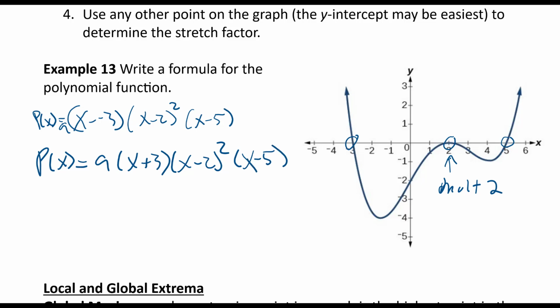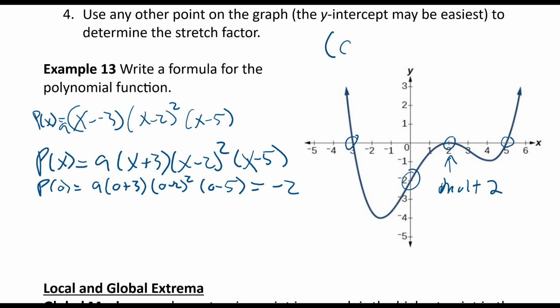Okay, now what we have is an intercept at negative 2. So p of 0 is a times 0 plus 3 times 0 minus 2 squared times 0 minus 5. And that's going to be equal to negative 2, because it goes through 0 and negative 2. So that'll help us find the a. So that's a times 3 times 4, negative 2 squared is 4, times negative 5. So 3 times 4 is 12 times negative 5 is negative 60, equals negative 2. So a equals negative 2 over negative 60, which is 1 over 30.